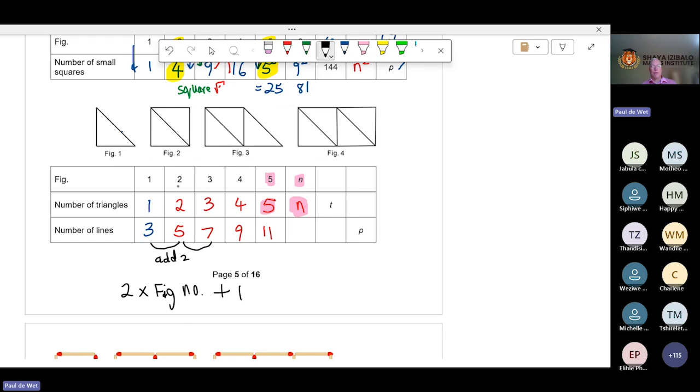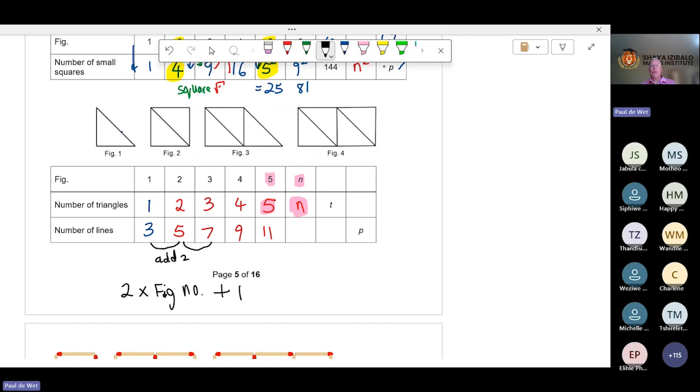2 times the figure number. If the figure number is 2, then 2 times 2 plus 1 gives us 5. If the figure number is 5, 2 times 5 plus 1 is 11. Okay, so now, guys, for this one, a lot of you are wanting it to be 13. It's not 13. Okay, it's going to involve n.